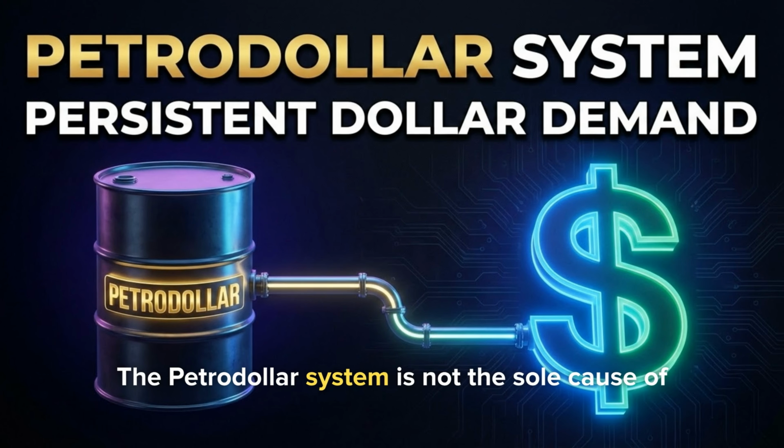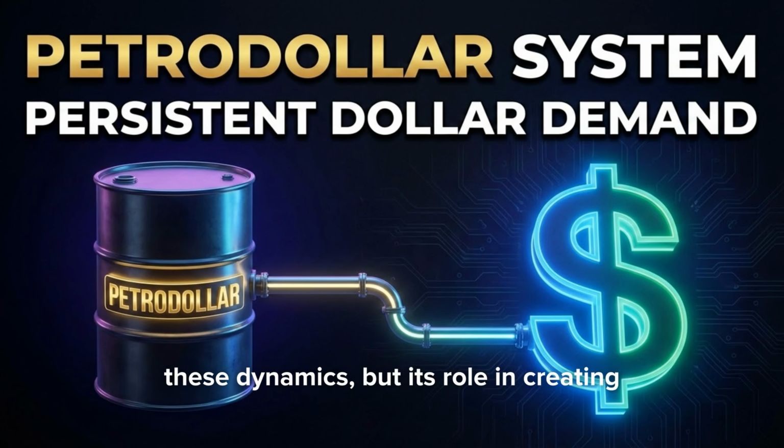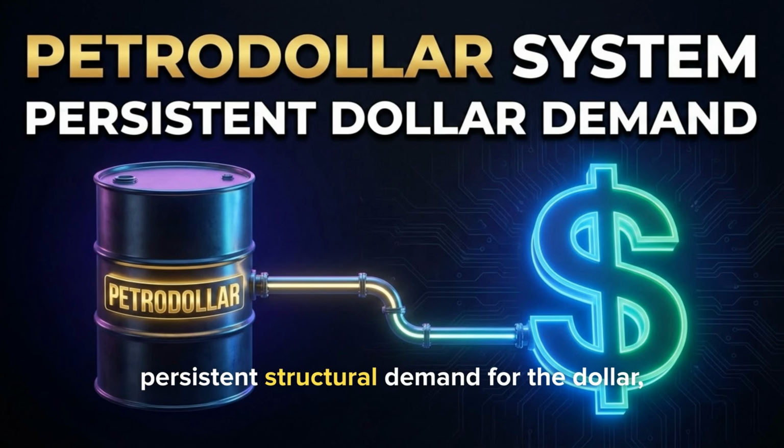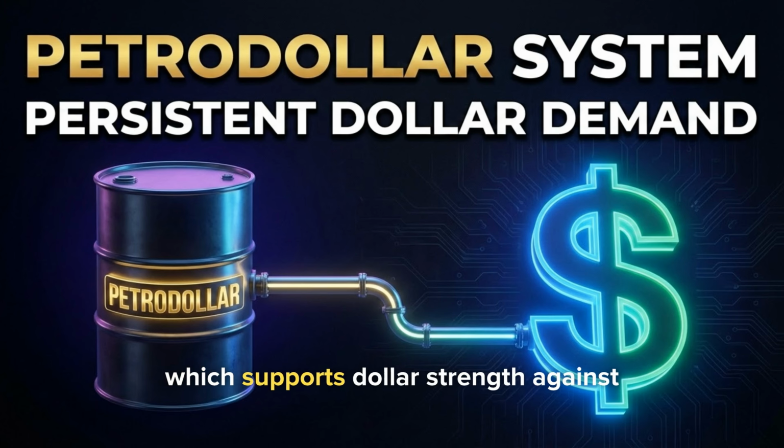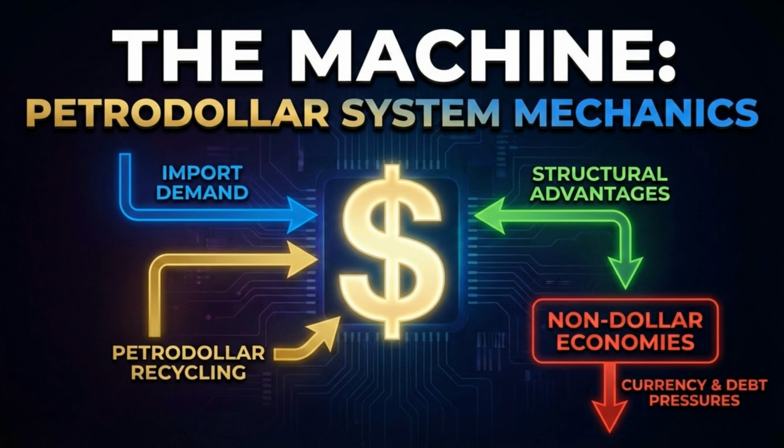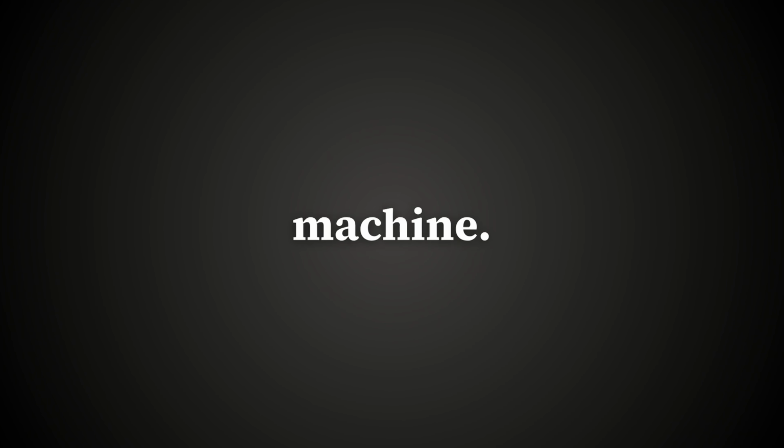The petrodollar system is not the sole cause of these dynamics, but its role in creating persistent structural demand for the dollar, which supports dollar strength against developing economy currencies, is a contributing factor worth understanding precisely. So, the complete mechanical picture of the petrodollar system is this: structural dollar demand on the import side, petrodollar recycling on the export side, three compounding structural advantages for the United States, and structural currency and debt pressures on economies outside the dollar loop. That is the machine.